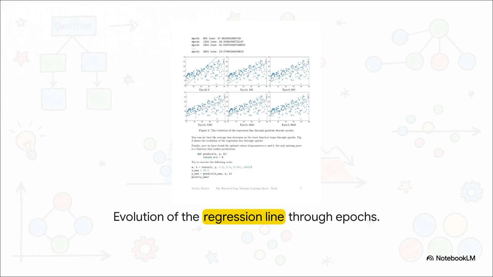But as we move to epoch 400, then 800, the algorithm is taking those calculated steps down the hill. By epoch 3000, it has pulled that wild line perfectly into place to fit the trend of the data. The average loss drops from over 92 at the start, all the way down to around 19 by the end. The machine has literally learned the relationship.